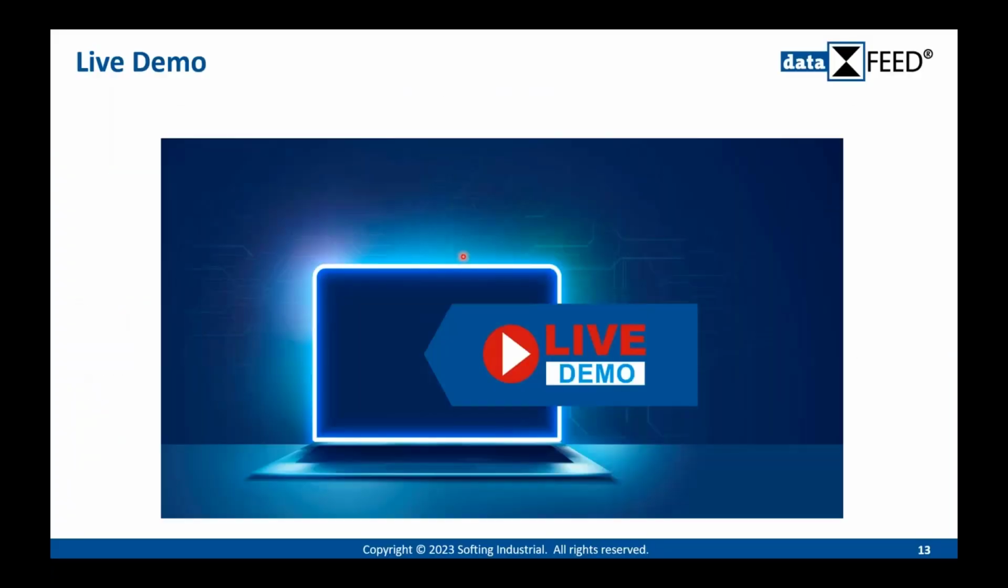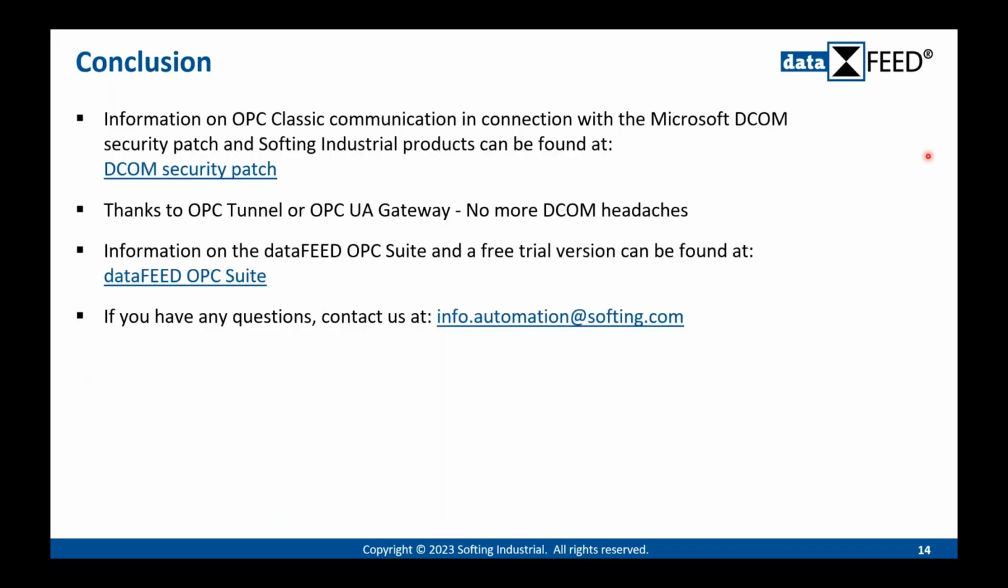So we have finished the live demo. And now some conclusion. So first of all, if you need some information about OPC Classic Communication in connection with the Microsoft DCOM security patch, you can find something here on this link. It's directly the information on which you find some additional information about this DCOM security patch. And have in mind, thanks to this OPC tunnel or UA gateway functionality, you will no longer have DCOM headaches.